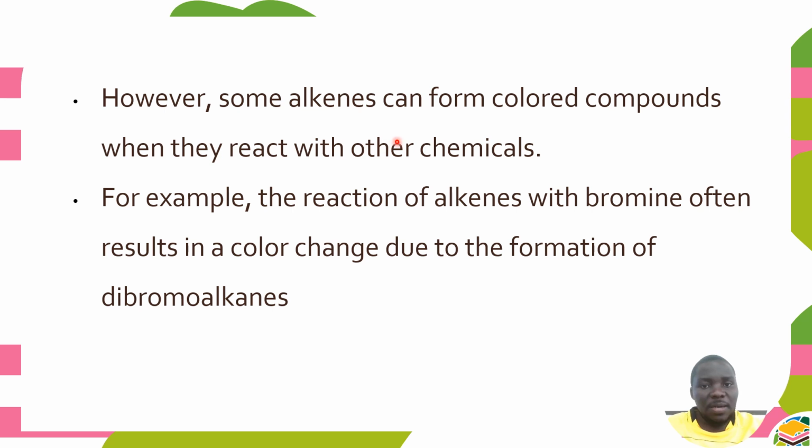However, some alkenes can form colored compounds when they react with other chemicals. For example, the reaction of alkenes with bromine often results in a color change due to the formation of dibromoalkanes. If you add bromine, the color disappears and it becomes colorless because the double bond breaks and allows the bromine atoms to join and form a dibromoalkane.